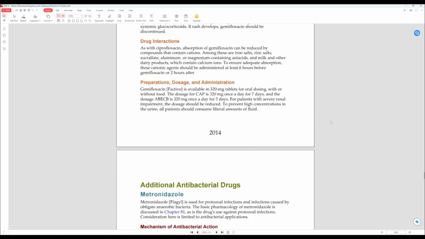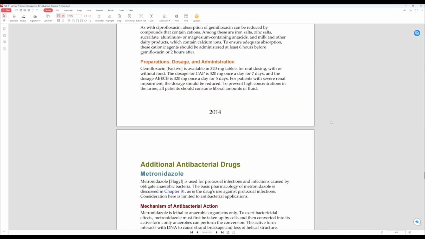Other drug interactions. As with ciprofloxacin, absorption of gemifloxacin can be reduced by compounds, again, that contain cations. Among these are the iron salts, zinc salts, sucralfate, aluminum or magnesium containing antacids, and milk or dairy products that contain calcium ions. So to ensure adequate absorption, these cationic agents need to be administered at least 6 hours before gemifloxacin or 2 hours thereafter.